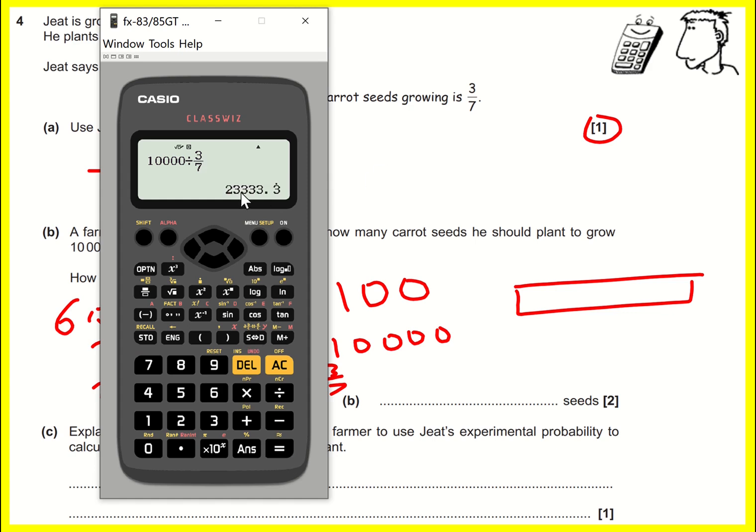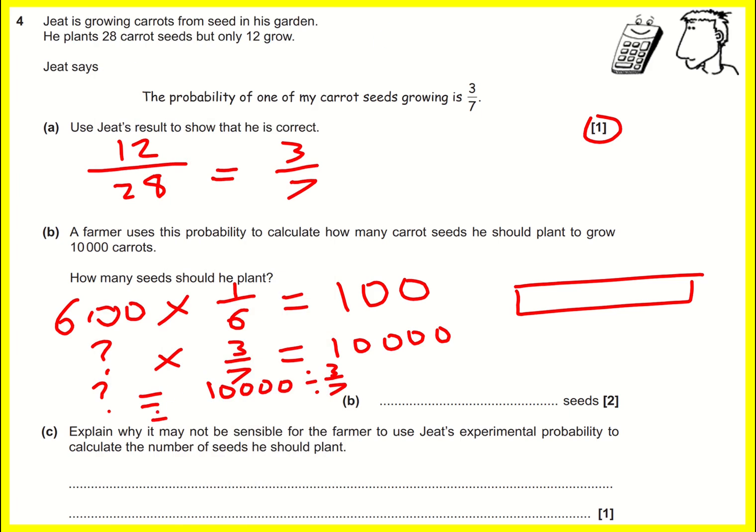70,000 divided by 3, 23333.3 recurring. So how many seeds should he plant? I'd go with 23,334. I think that'll be accepted along with 23,333. As long as I've got this bit of working here, that's enough.